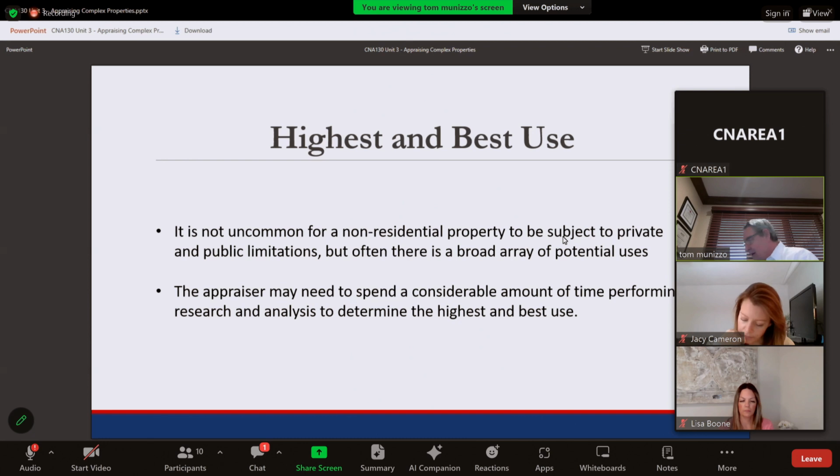Net operating income, that's what you're always looking for in order to capitalize, to get a value by the income or capitalization approach to value.